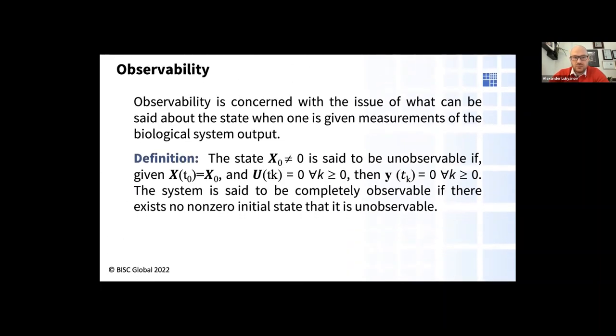So when it comes to observability, we can also formulate a similar condition, which basically specifies that given a set of output measurements, you would like to make sure that you can obtain the information about the trajectory path.